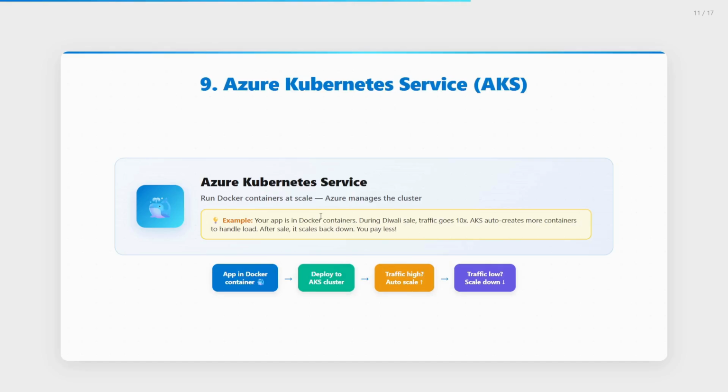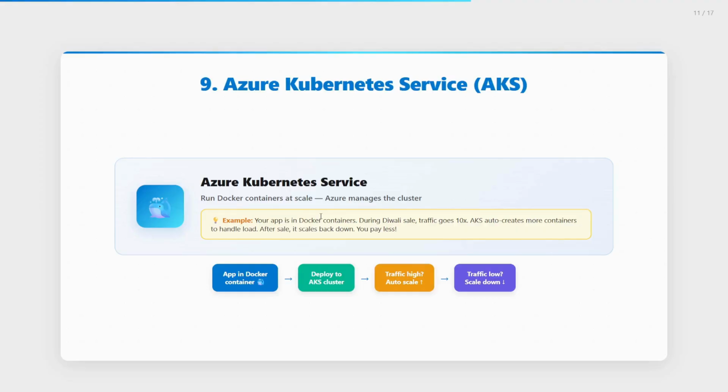Now we will understand what is Azure Kubernetes Service. AKS means Azure Kubernetes Service. Firstly, we will understand what is Kubernetes, right? It is a system to manage Docker containers at scale. And AKS is the managed Azure version. So they handle the complex part.